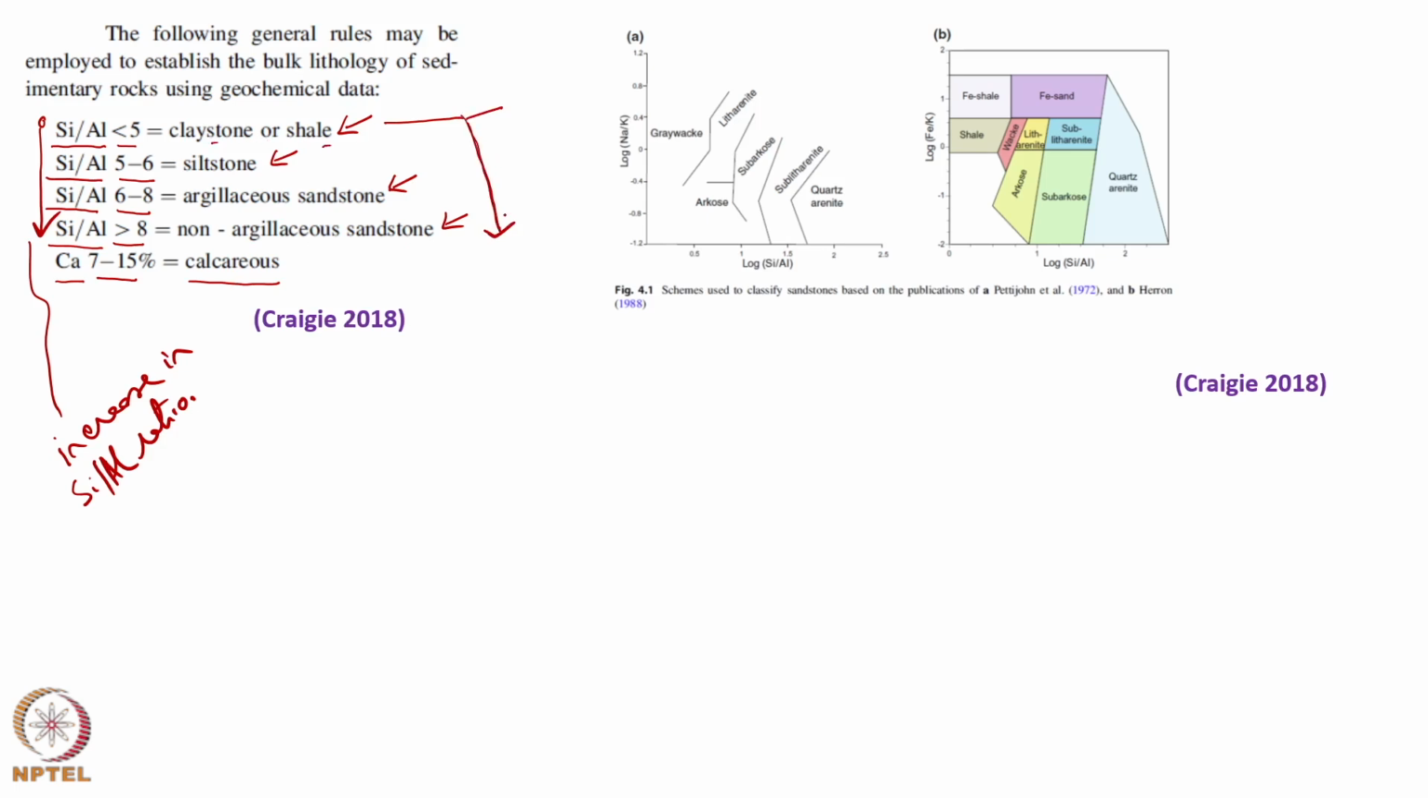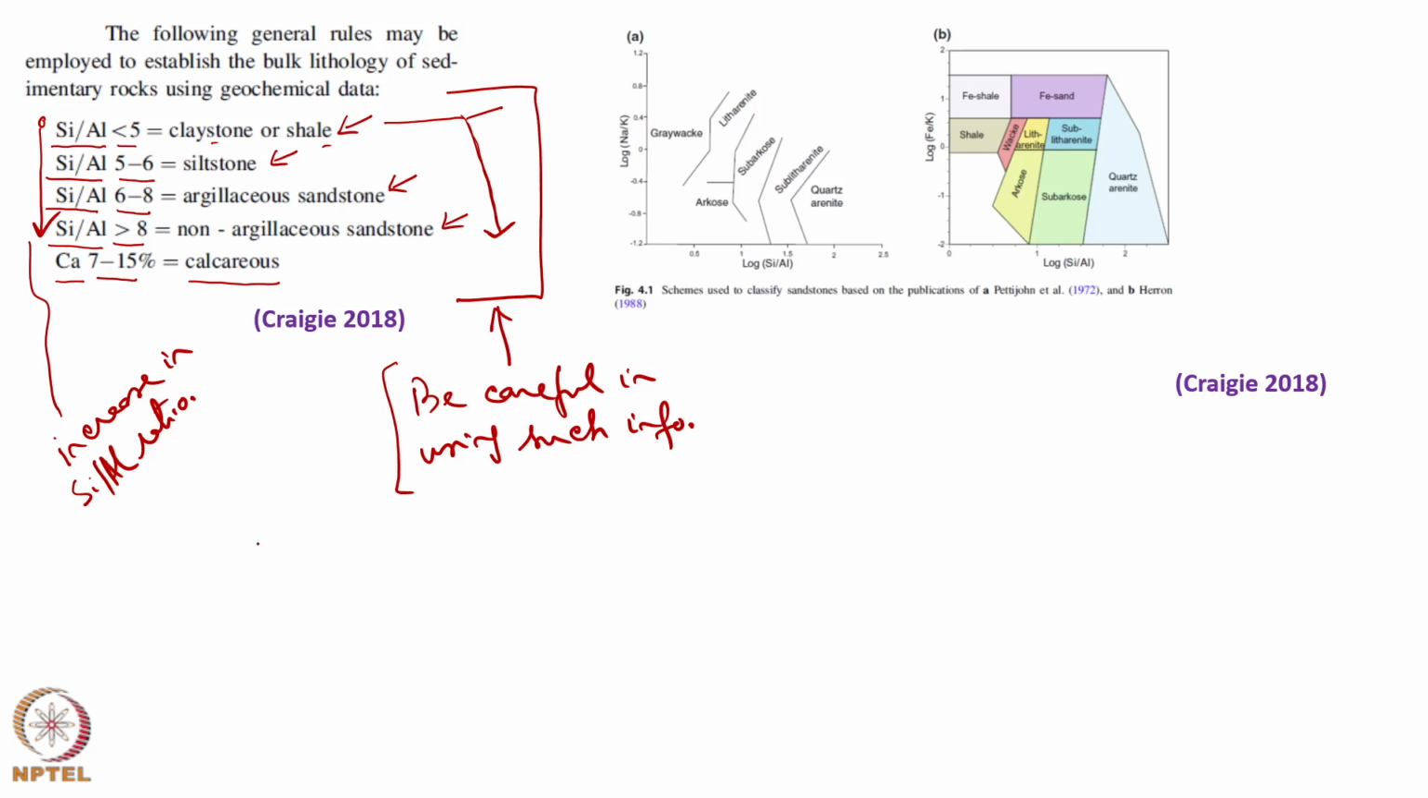But here is a word of caution: this is not a fixed criterion. So, be careful in using such information. In the literature there are many such statements available, along with the word of caution that such ratios cannot alone decide the rock type. So, given a chance, always see the rock in hand specimen and in thin section.